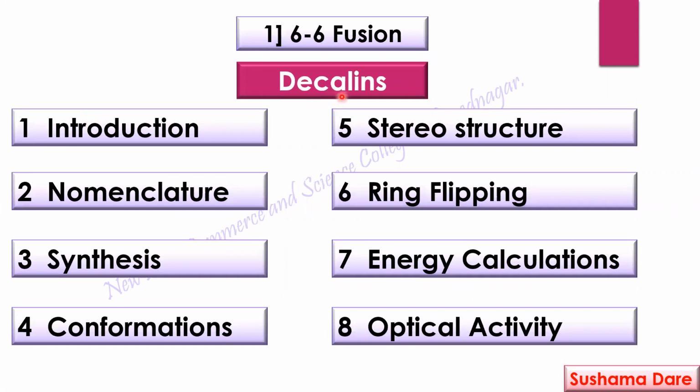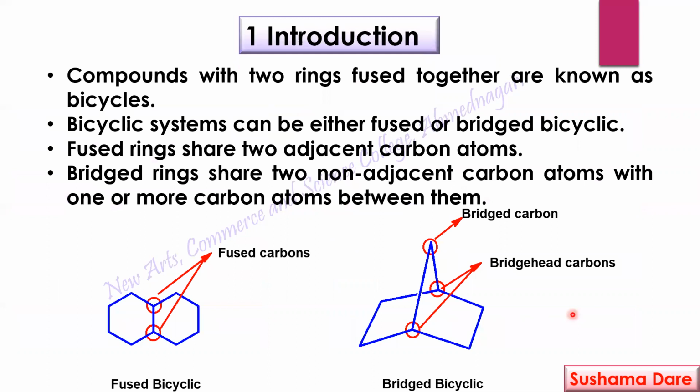So, in this 6-6 fusion, the points I'm going to cover with you: the introduction, nomenclature, the synthesis of Decalin, the conformations, the stereostructure, ring flipping, energy calculations, and optical activity. So let us start with the introduction.